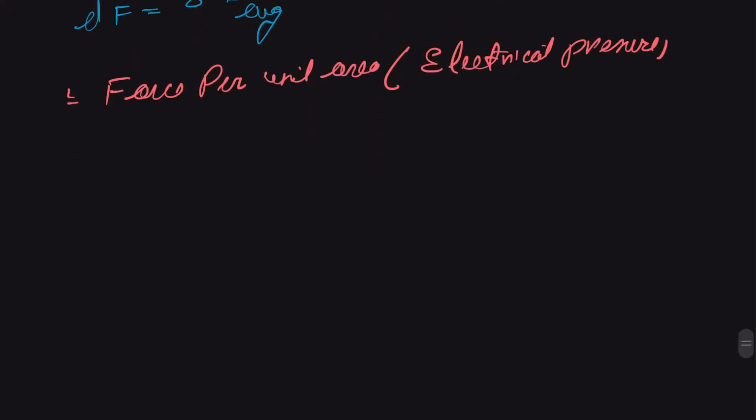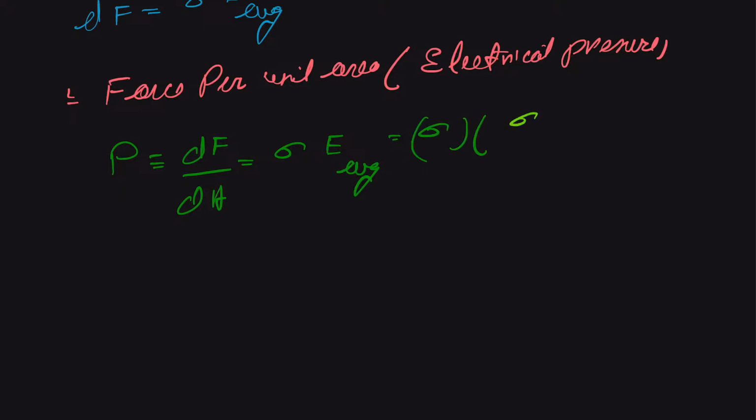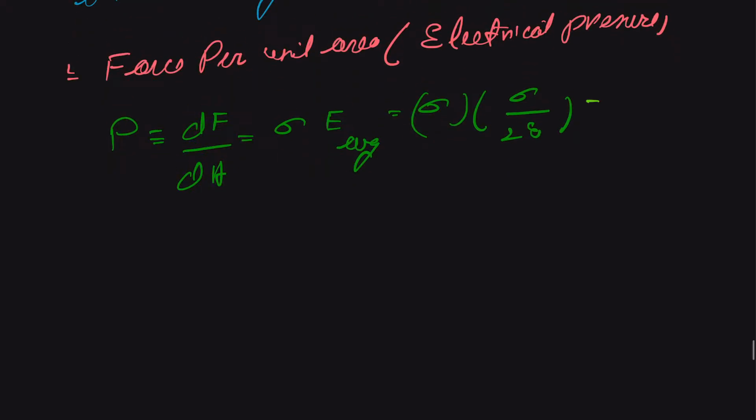And let us call this P. So you can say our P is equal to dF upon dA. So this comes as sigma upon average electric field. So we substitute the value of our average electric field. So this comes as sigma multiplied by 2 epsilon naught, and this gives us sigma square upon 2 epsilon naught.